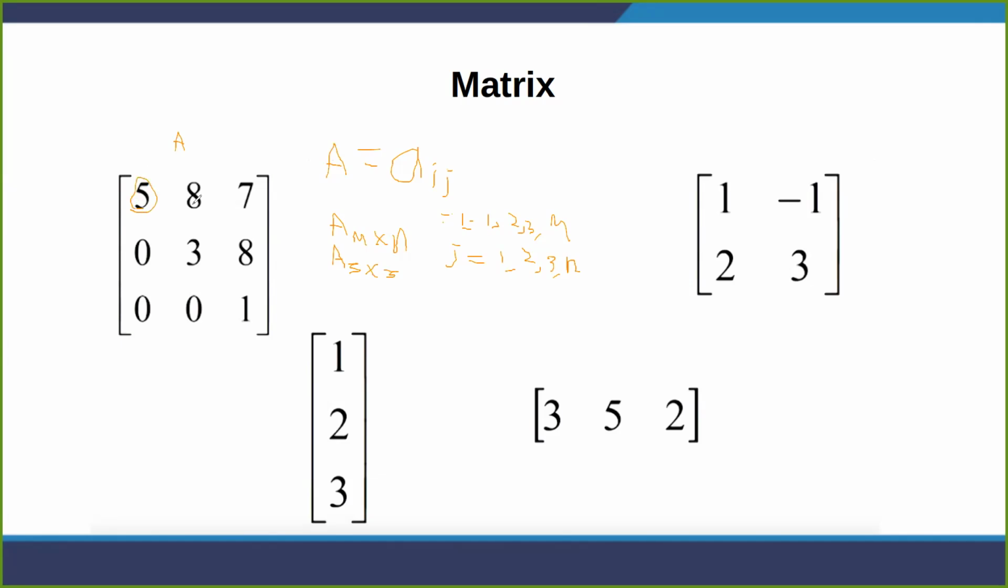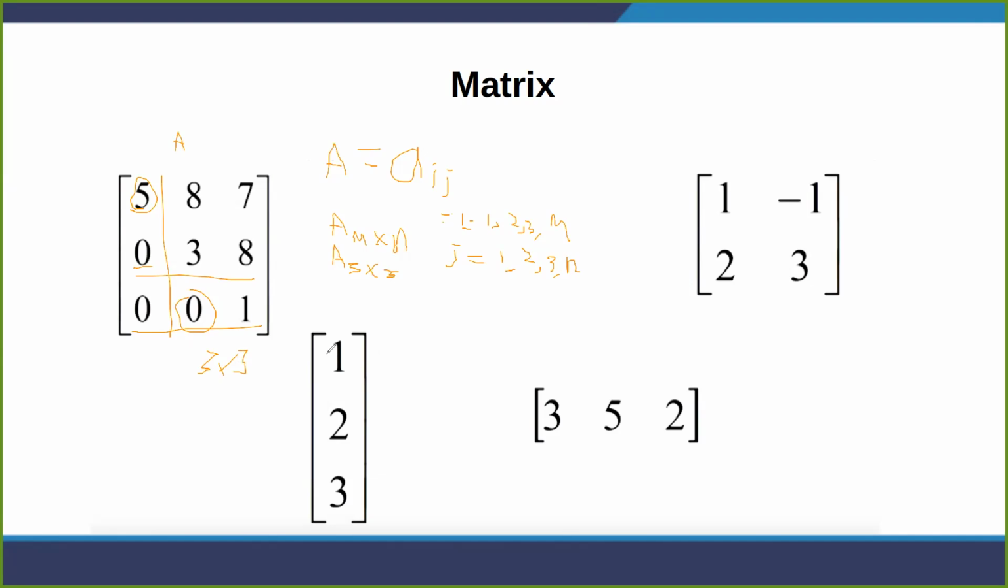So this is our a_11. Then let's say a_21. a_21 is the second row, first column. So first row, second row, then you go to the first column, so this is 0. That is your 2 comma 1. Then let's say 3 comma 2: it is the third row, which is this, and the second column, which is this. So it is 0. This is how you represent it. If this is 3 cross 3, then what kind of matrix is this?